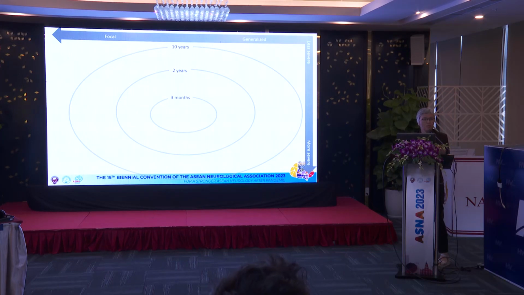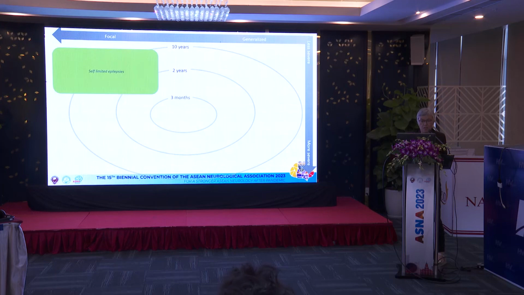seizures. You won't have big problems apart from pharmacoresistance. You may have some comorbidities, but not real problems. That is very different from this region here. You will have more or less comorbidities. So you can define 4 areas.